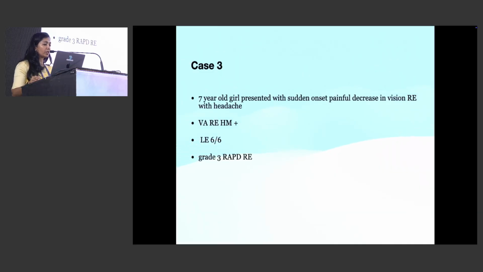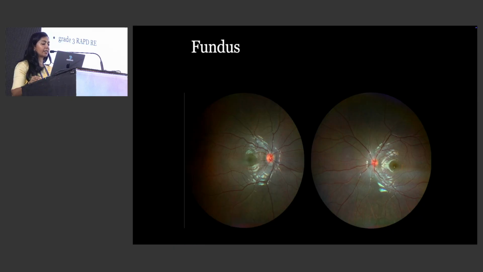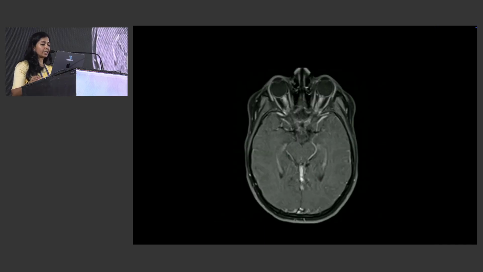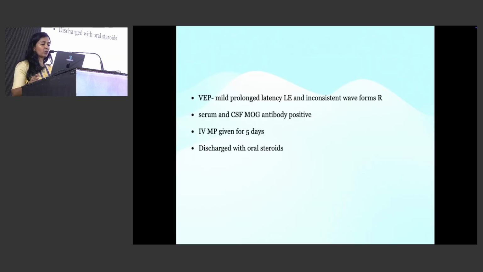So quickly go to the third case. It's a 7-year-old girl, decreased vision, severe vision loss, hand movements with grade 3 RAPD. There was bilateral disc edema and peripapillary increased thickness, which was confirmed on OCT. Optic neuritis on MRI. The serum and CSF MOG antibody was found to be positive. She was treated with IVMP and she improved. So that's a typical case.